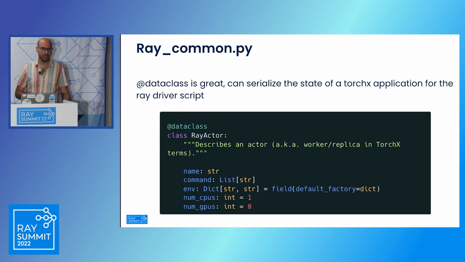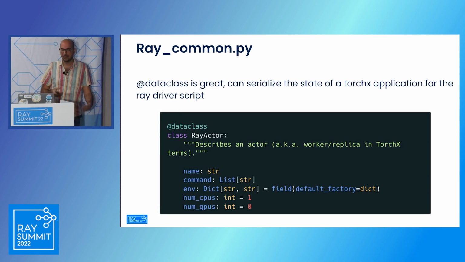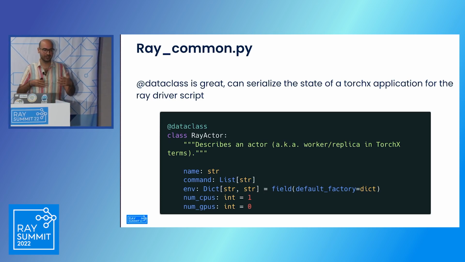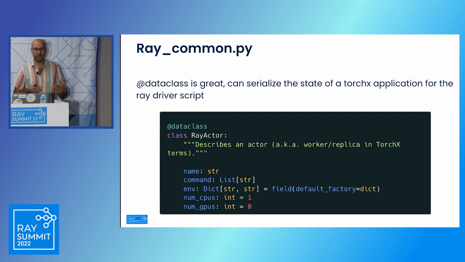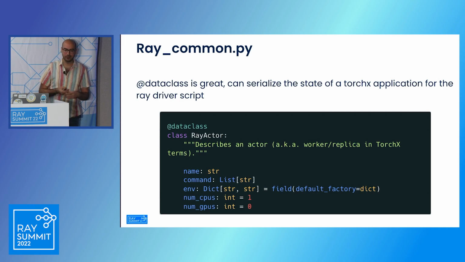If you want to serialize stuff, Python data classes are great. Essentially, they give you a great idea of what the input parameters of something are. In this case, we're calling it a Ray actor, which unfortunately TorchX also uses as terminology, but it means something different from Ray. By actor in TorchX, we really mean a worker or a replica, which has a name, a certain command, and the environment variables that I talked about here, rank and world size being the most important ones. And then some resource requirements like the number of CPUs and number of GPUs.